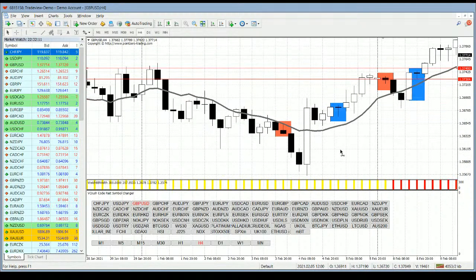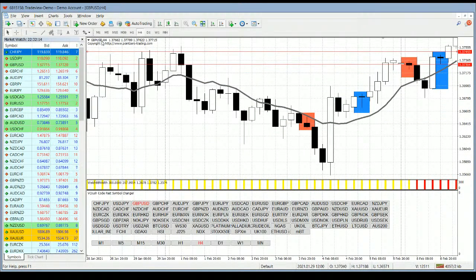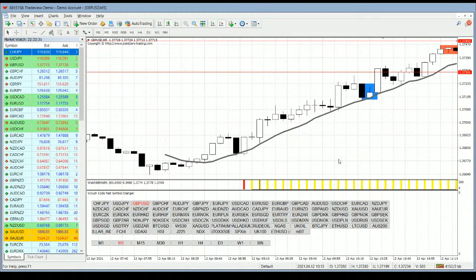Okay, so we are looking at GBP 4 hour. For argument's sake, let's drop down to a lower time frame. Let's drop down to 5 minutes and see how it works. We can use GBP or we can use another pair. It doesn't matter which pair it is. It is exactly the same thing every time. Okay, so this is GBP.